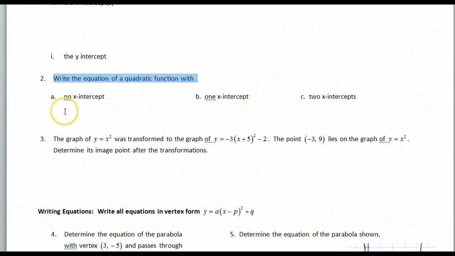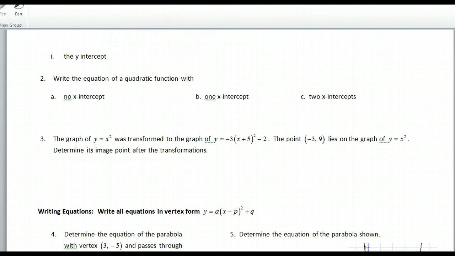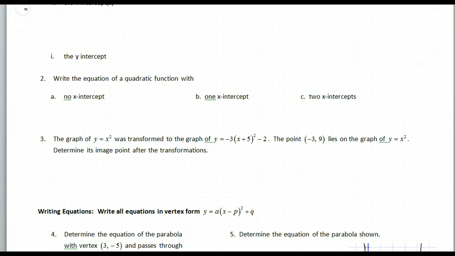Number 2, write the equation of a quadratic function with no x-intercept, 1 x-intercept, and 2 x-intercepts. So let's think about what that means. If I have no x-intercept, then I could have a quadratic equation which opens up and whose vertex is above the x-axis, or it could open down and have a vertex below the x-axis.